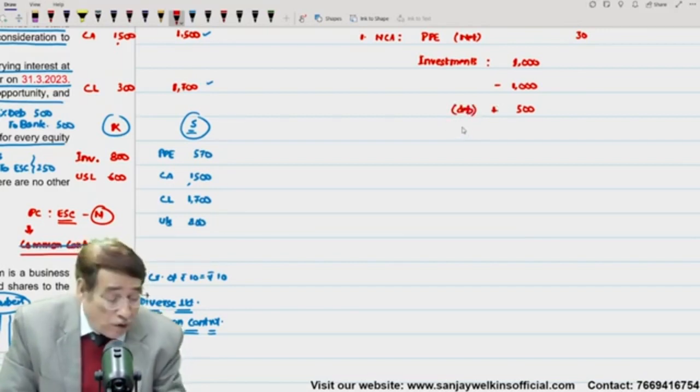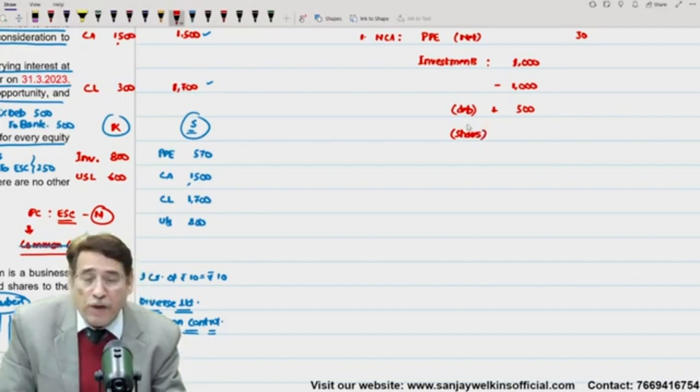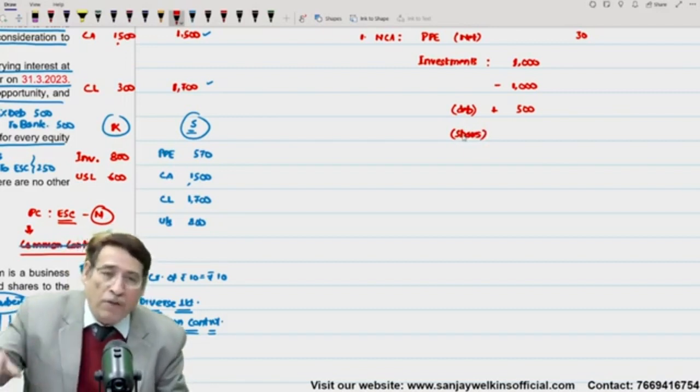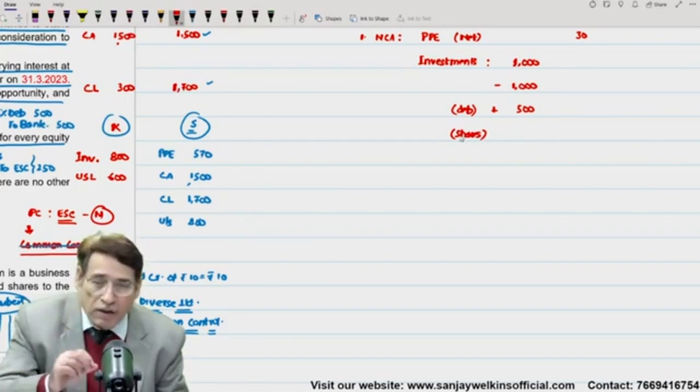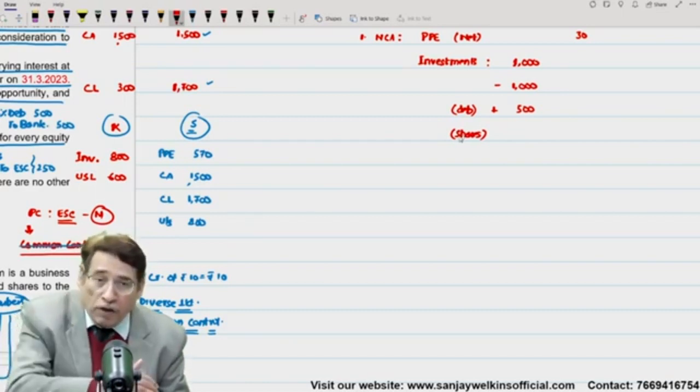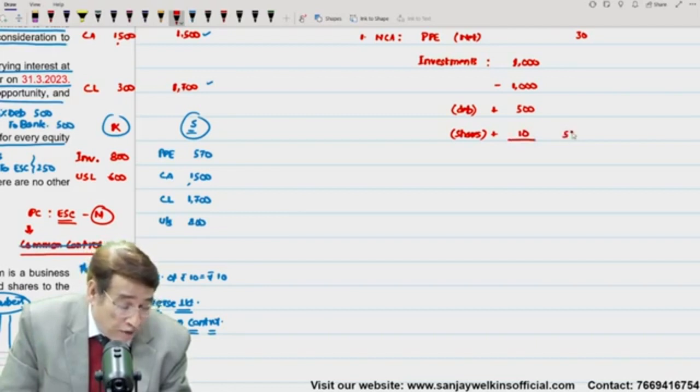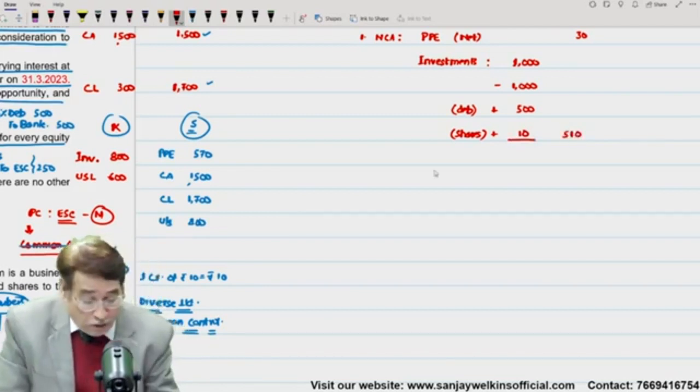Further, you have also made investments in Sunrise Limited's shares. I told you, when you are getting the equity shares of Sunrise Limited, it is nothing but investment by a demerged entity in Sunrise Limited. So your investment will also move up by 10. That means in the new balance sheet, investment will appear at 510. Is it clear to you or not?